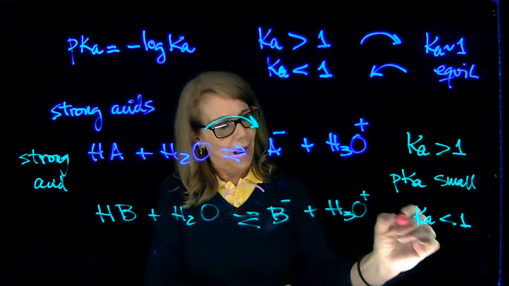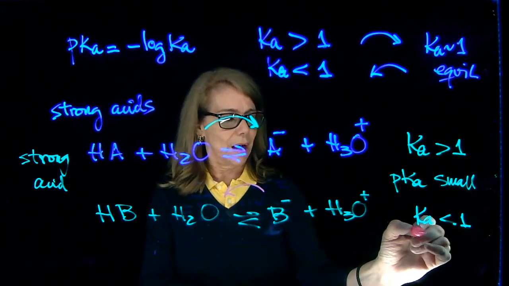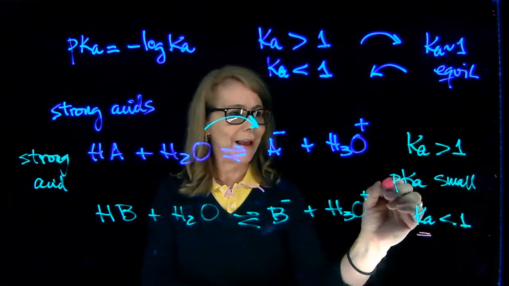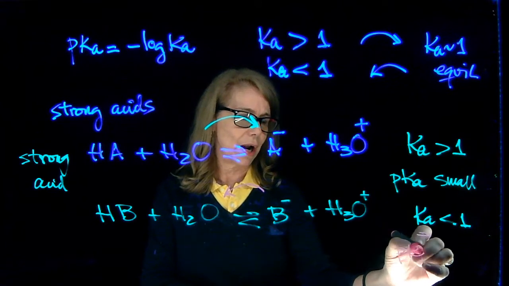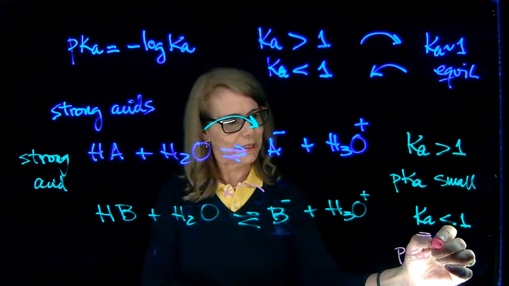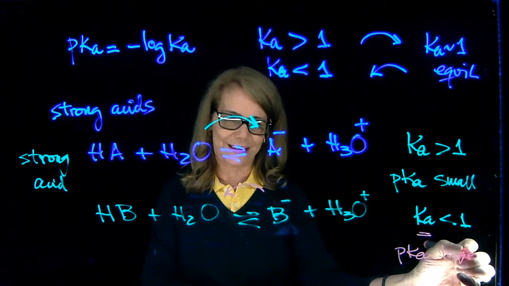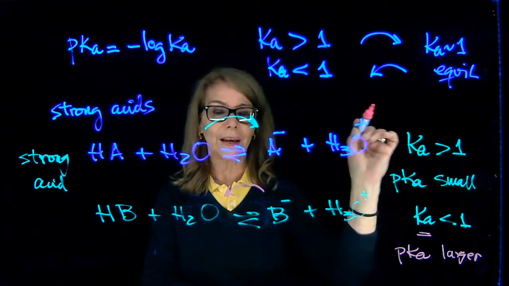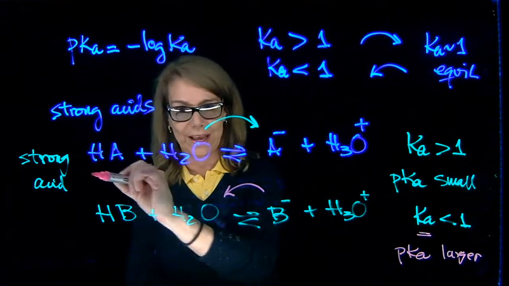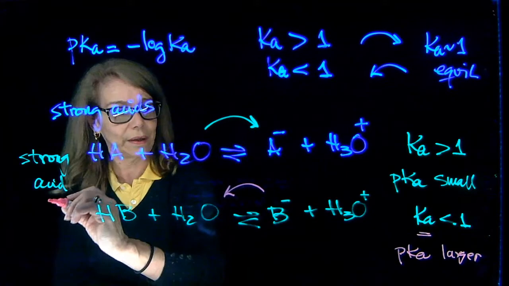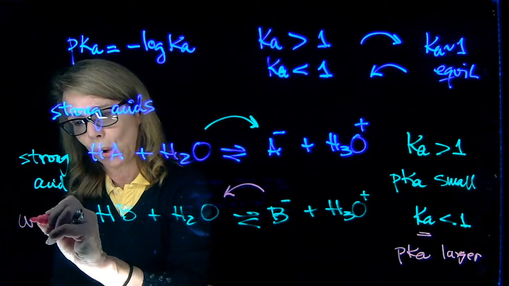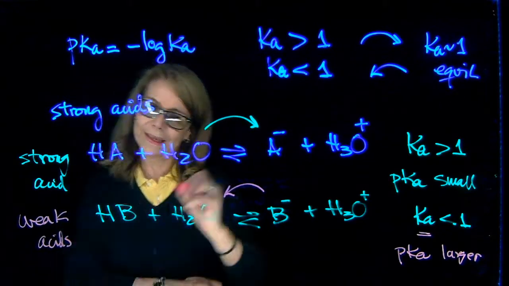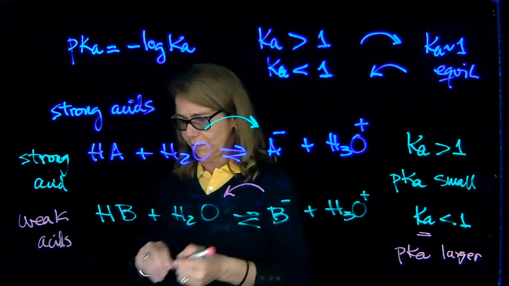Again, because the Ka is smaller than 1, is small, that will represent a larger pKa. That's all relative. We're going to go to the scale in a minute. So the small values of pKa are associated with strong acid, and larger values of pKa are associated with weak acid. And I'm going to give you a few examples of that.